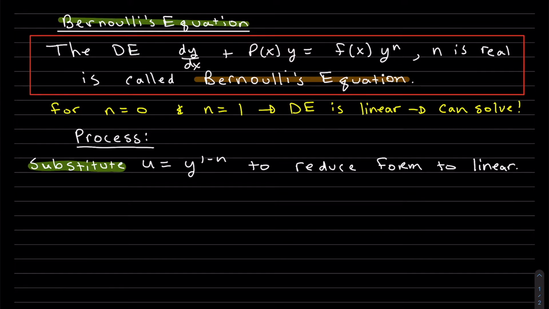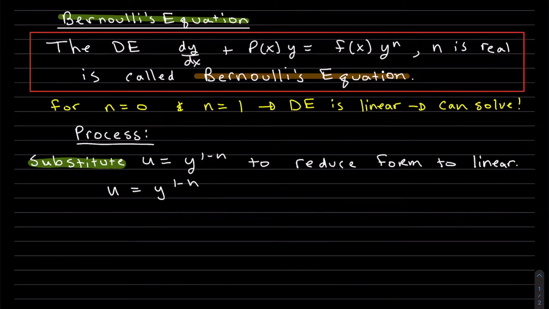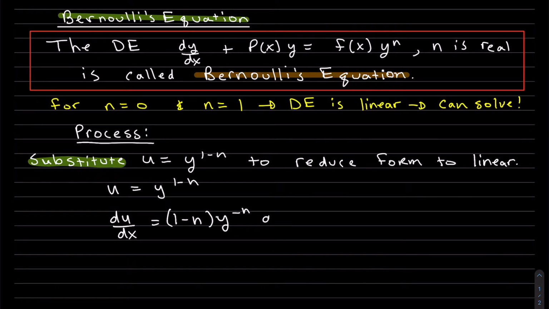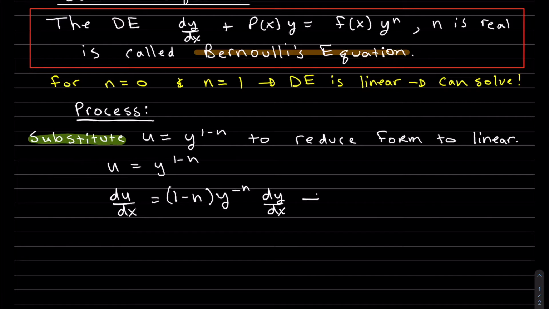So our process is that we're going to substitute u equals y to the power of 1 minus n in order to reduce the differential equation to a linear form. Let's try it. If we're going to substitute u equals y to the 1 minus n, we're going to need to take the derivative because we're going to need dy/dx. So du. Since we're going to be substituting into here, we will need to find dy/dx. So let's take the derivative, power rule and chain rule. Now let's solve for dy/dx.